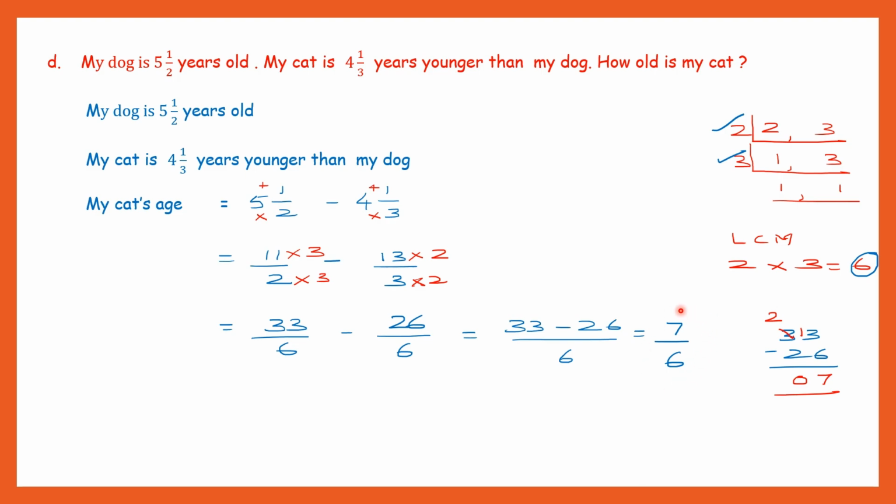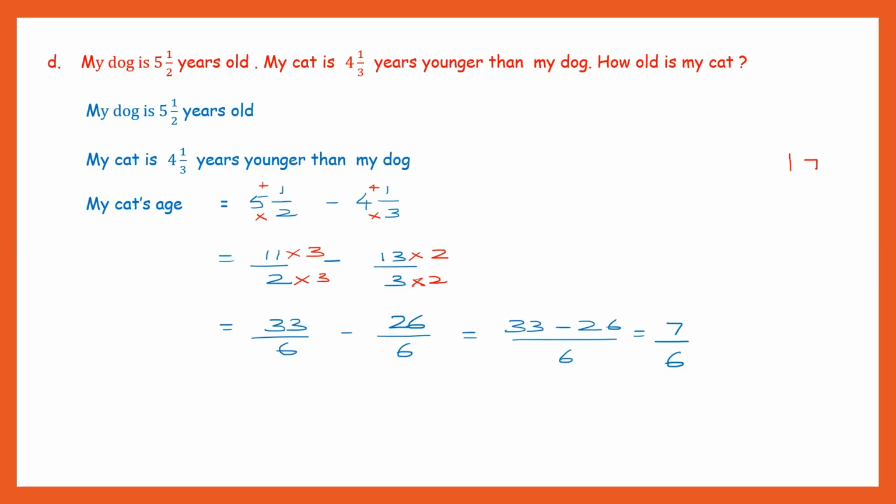Now here we have to convert this to a mixed number because it's an improper fraction. So let's do that. That means we divide 7 by 6. 6 ones are 6, minus 1. So here what do we have? We have 1 by 6. This is the age of my cat. 1 by 6 years old. This is how old my cat is.